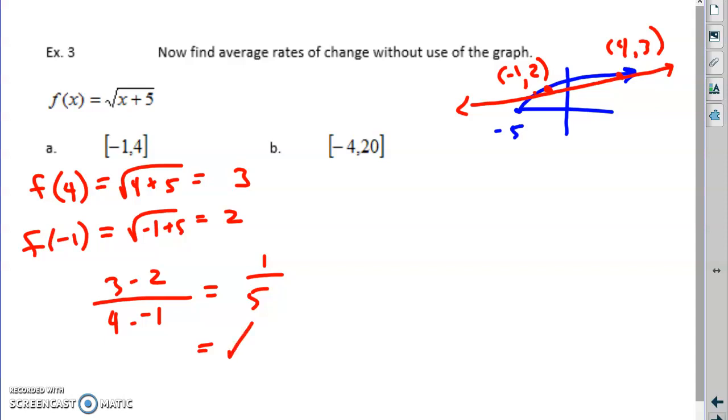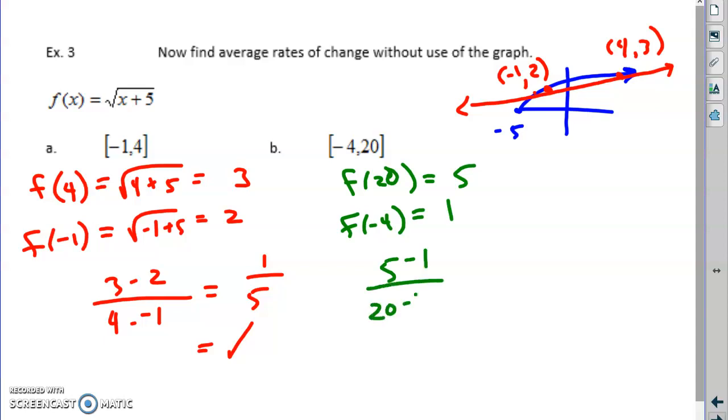All right, 4 to 20, we won't bother with the graphical. We'll just do a numerical. f of 20: 20 plus 5 is 25. Square root is 5. f of -4: -4 plus 5 is 1. Square rooted is 1. 5 minus 1 over 20 minus -4. 5 minus 1 is 4. 20 plus 4 is 24. 4 divided by 24 is 1/6. An even more gradual positive slope.